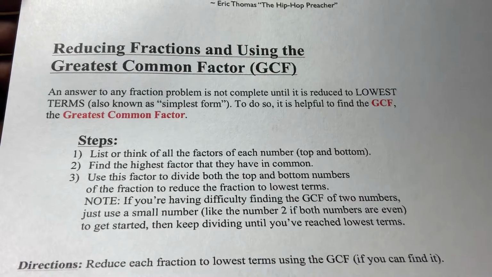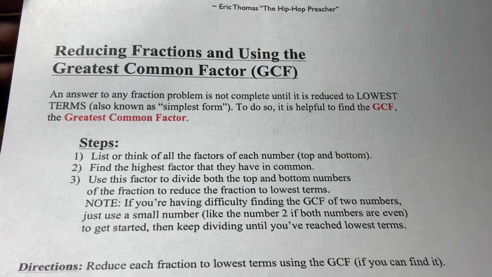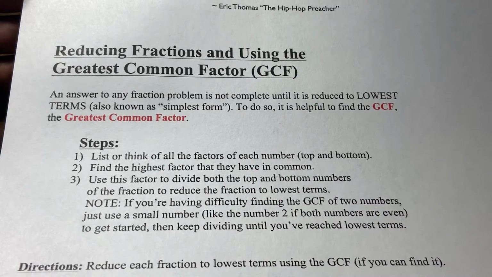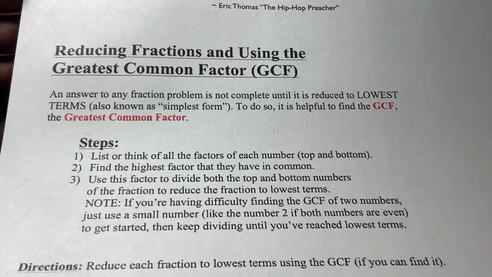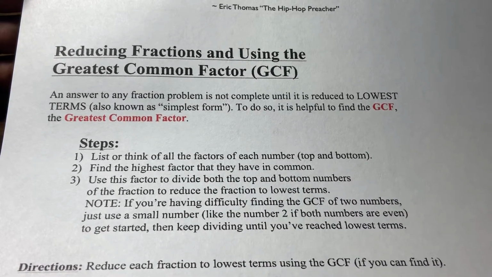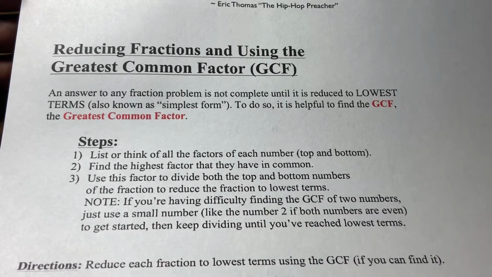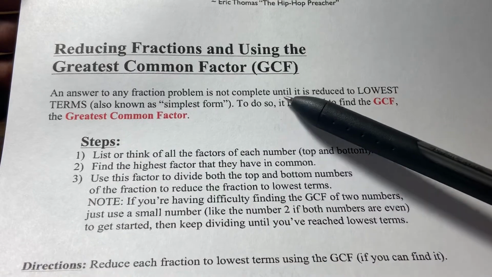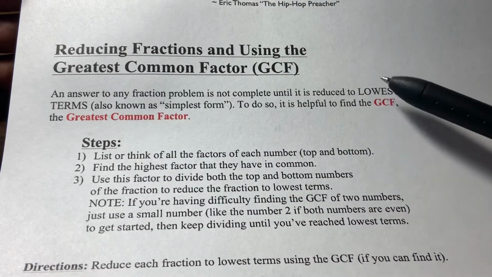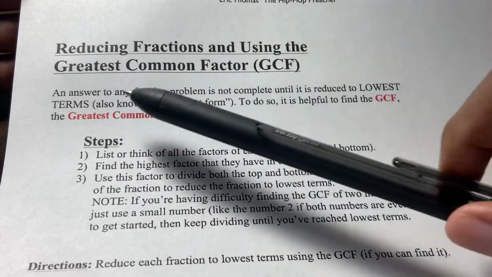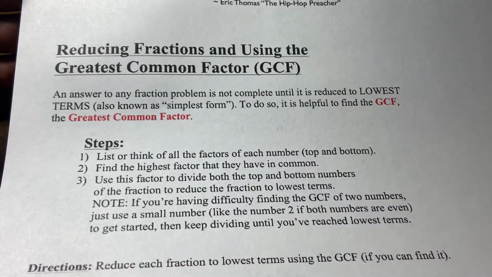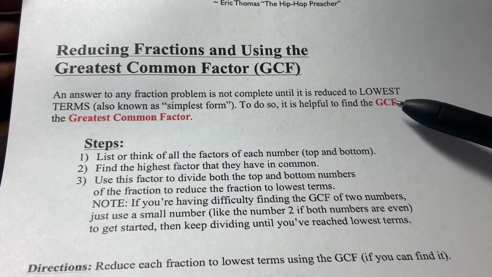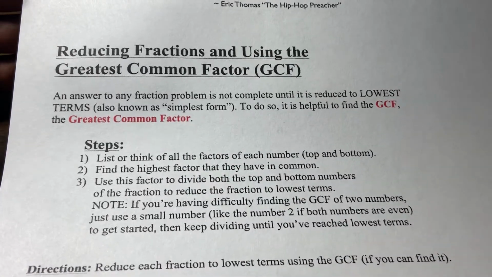This video is going to be brief because I want to break down very quickly how to reduce fractions to lowest terms using the greatest common factor. So let's take a look at this. It says, an answer to any fraction problem is not complete until it is reduced to lowest terms, also known as simplest form. To do so, it is helpful to find the GCF, the greatest common factor.